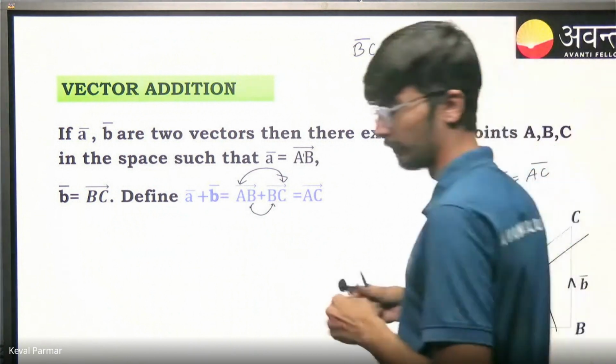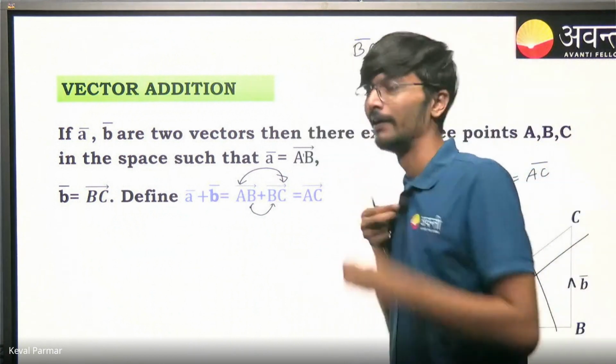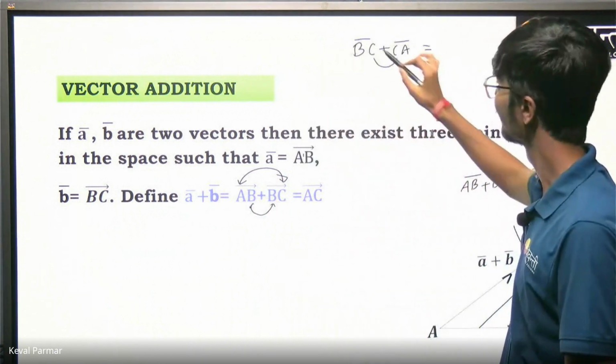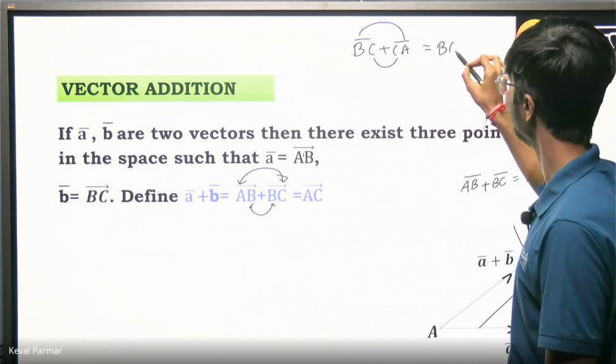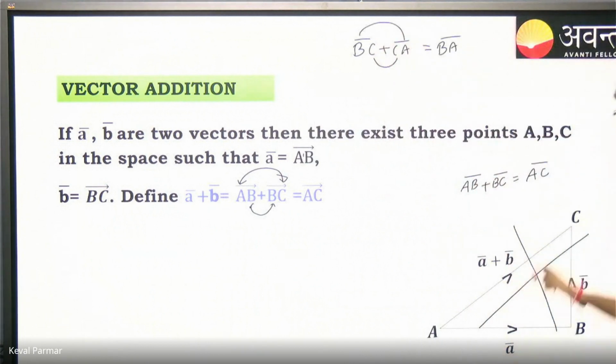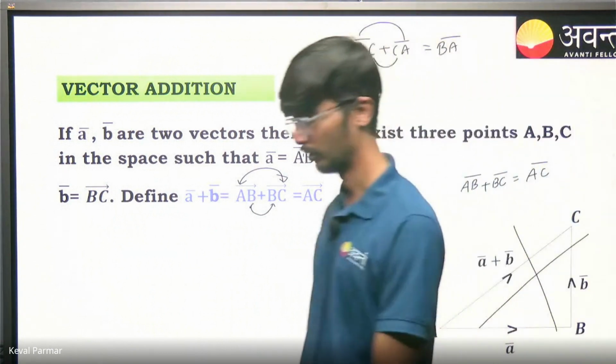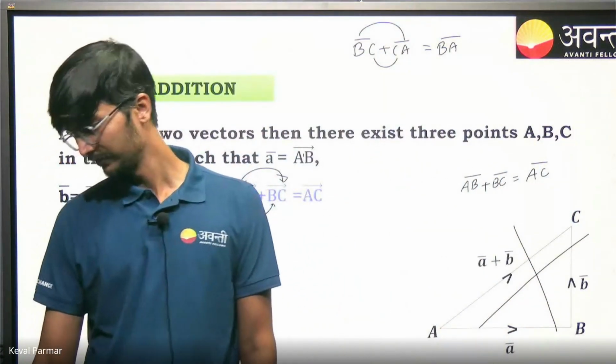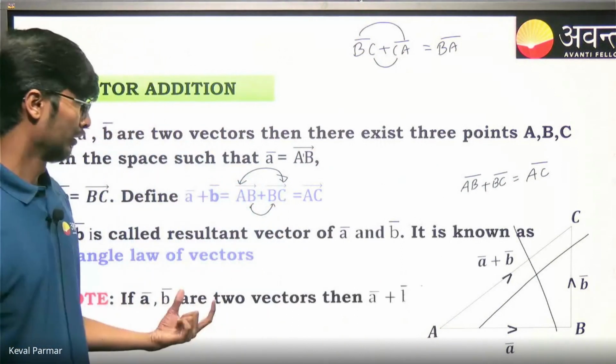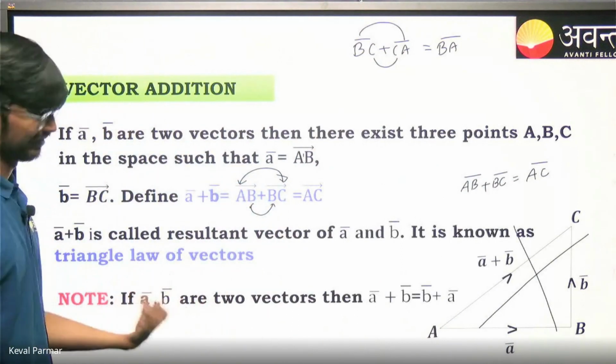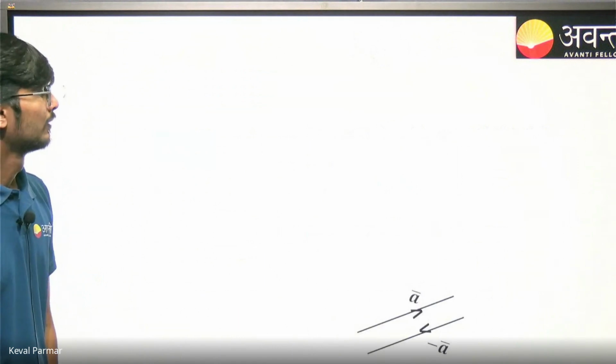BA bar. Superb. Very good. It is BA bar. Why? Because C and C are the same. That means my answer will be BA bar. No need to draw a triangle. This is the triangle law. Super. Chalo, let's see what is next. Yeah, this is the triangle law. We talked about this.